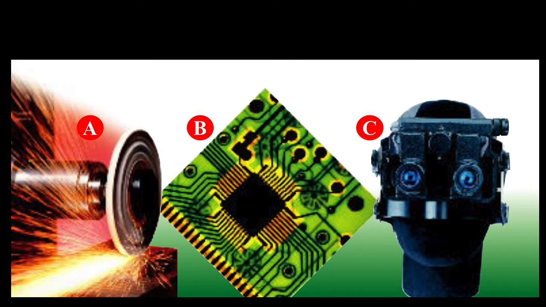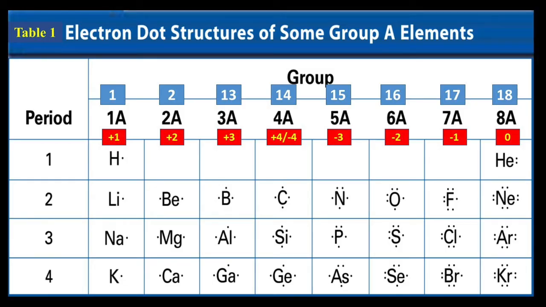Okay, there's the diamond tip saw, A, the microchip, B, and the thermo scanning goggles, and that is going to be C. And there are many more uses for these elements. This is just three examples, so it's up to you to look up additional ones that you might be asked about on your test.